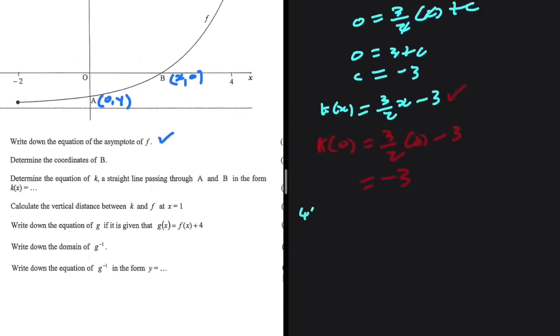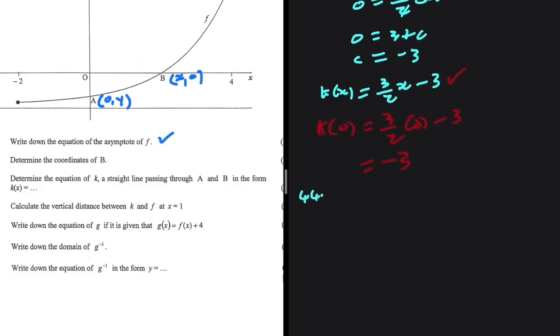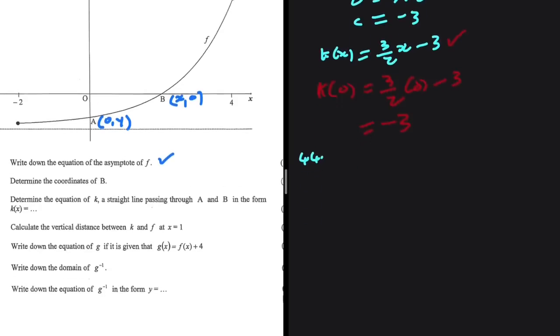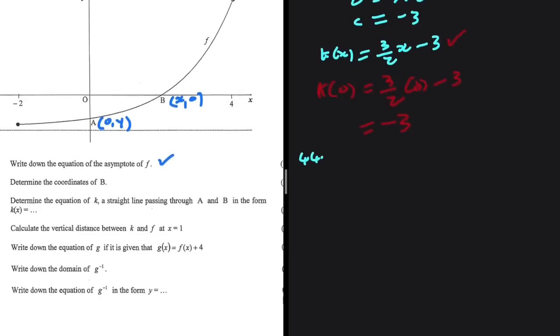So in 4.4, we want to calculate the vertical distance between k and f at x equals 1. The vertical distance between k and f. Right, we are looking for the distance, not the displacement. If we're looking for the displacement, it would matter whether we're seeing f of x minus k of x, but if it is the distance, it doesn't matter. Even if we get a negative value, we would just quote it as a positive value because distance is not a vector, but a scalar.